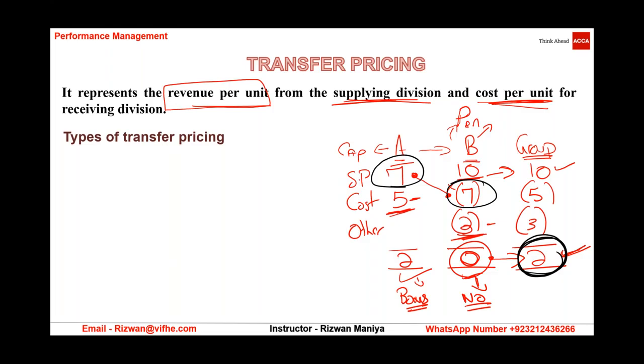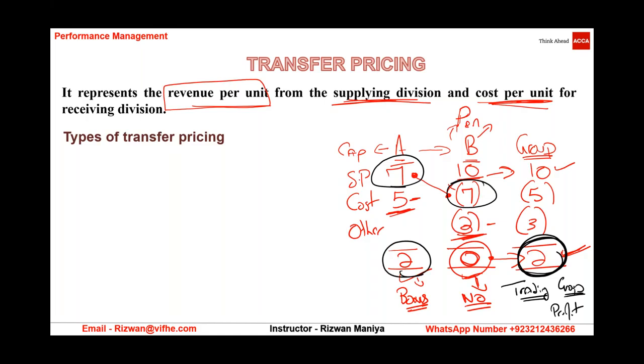Until and unless divisions are trading with each other, group profits will not change. Group received 2 before as well and 2 again. So group profits are not changing. But by the change in transfer price, what happened?